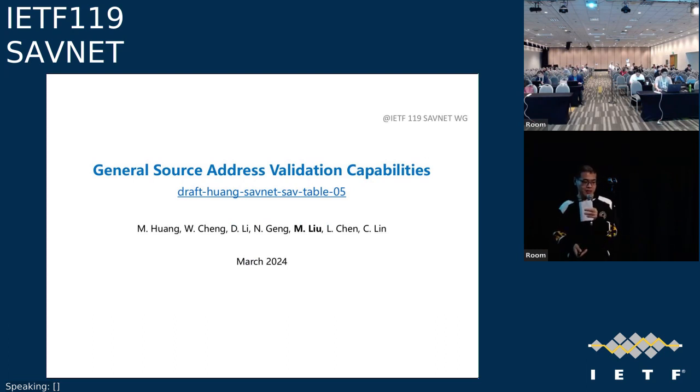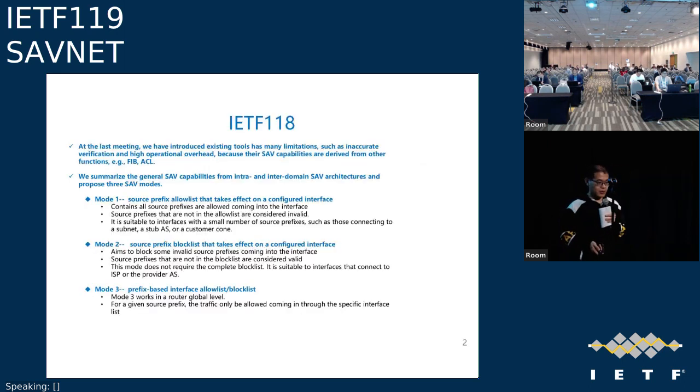Okay, hello everyone. I'm Mingxing Liu from Huawei, one of the co-authors of the draft, General Source Address Validation Capabilities. At the last meeting, we introduced existing tools that have many limitations, such as inaccurate validation and high operational overhead, because their capabilities are derived from other functions, e.g. FIB and ACL. We summarize the general SAV capabilities from intra- and inter-domain SAV architectures and propose the SAV modes.